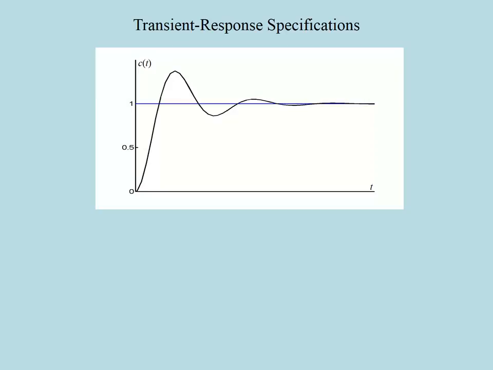One of these specifications for such a typical oscillatory response is, for example, the delay time. That is the time required for the response to reach half of the final value.